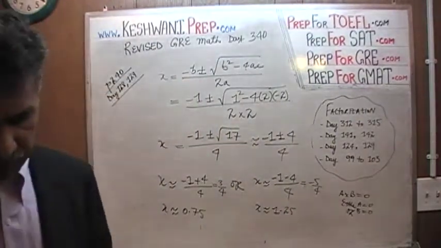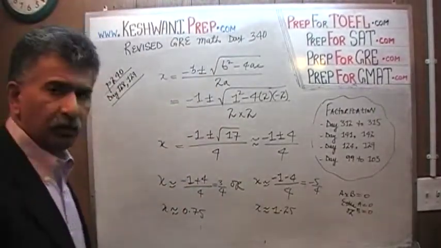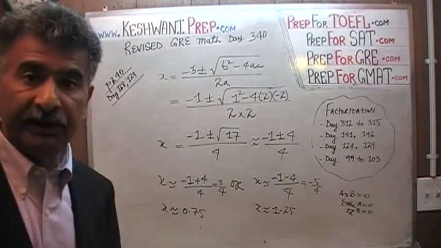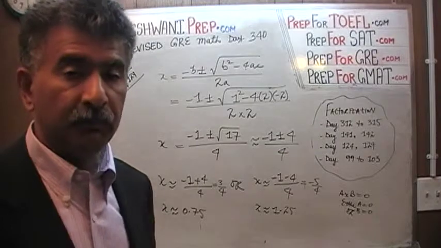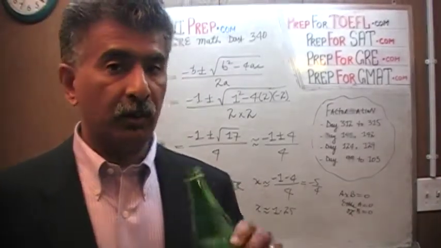And that, in most cases, should be sufficient to be able to locate the right answer. Now those are only the x coordinates of the 2 points, the 2 points of intersection. Now we have to find the corresponding y coordinates.